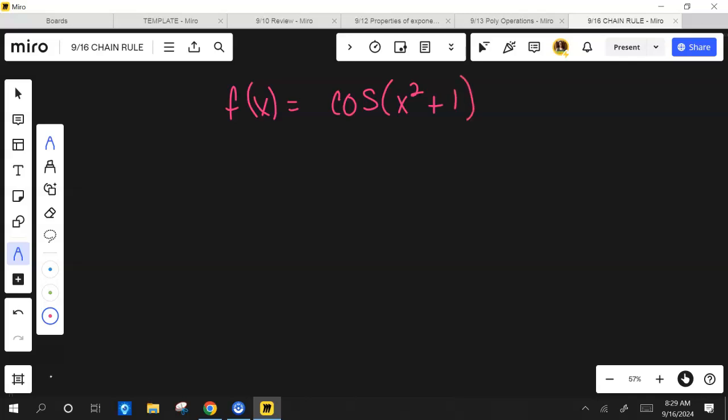What? Find the derivative. The derivative of cosine is negative sine, but I can't do just negative sine x, right? Do you see the two functions within each other here? I've got the cosine and then I've got the x² + 1. So I need to start furthest outside. You got to eat the shell before you can eat the bubble gum, right? So before I can take the derivative of this, I got to take the derivative of the outside.